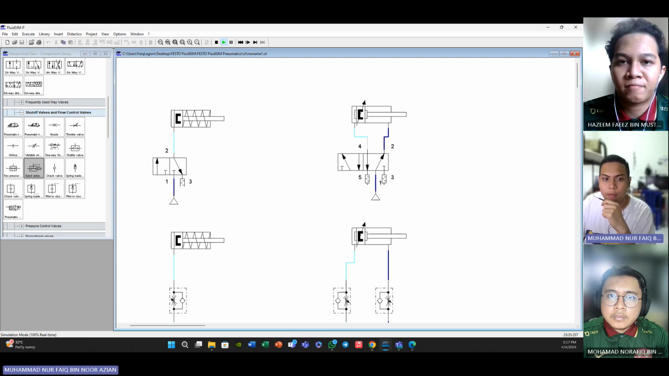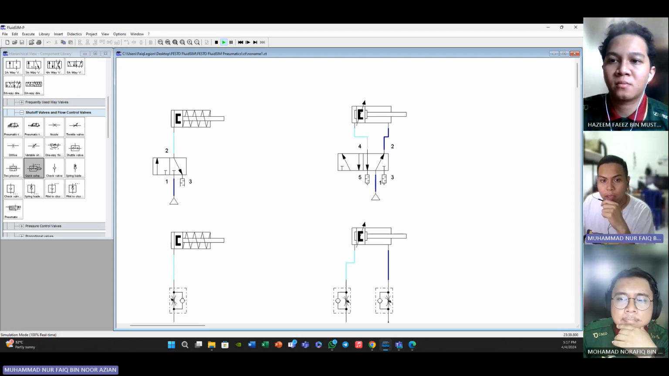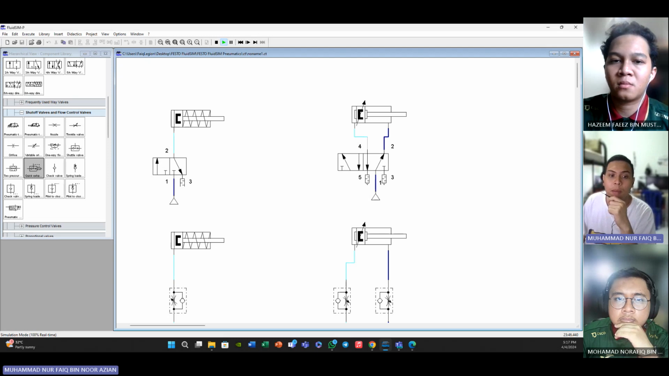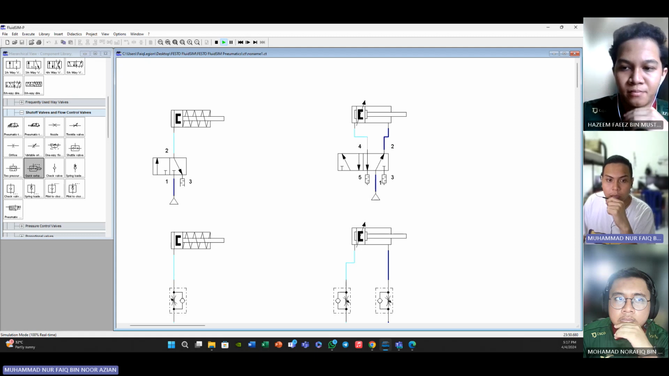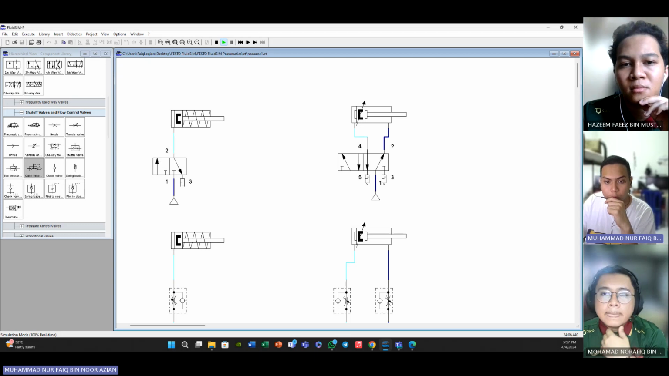So for the 5/2 way DCV, this type of valve has five ports and two positions. The five ports are typically labeled as pressure inlet, output or working port, another output port, and two exhaust ports, often labeled as R1 and R2. In a 5/2 way valve, the valve can be in one of two positions, either connecting the pressure inlet to one of the output ports, whilst simultaneously connecting the other output port to one of the exhaust ports.